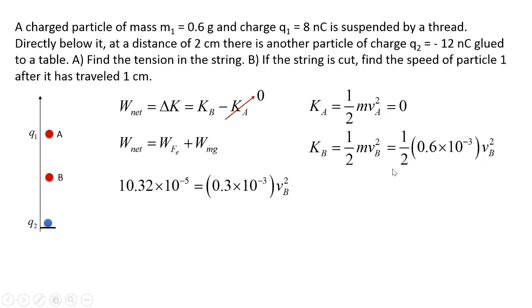0.6 times 10 to minus 3 divided by 2 is 0.3 times 10 to minus 3. And from there we find that the speed at point B squared is 0.344. Taking the square root of that value, you get that the velocity of the particle after traveling 1 centimeter towards particle 2 will be equal to 0.58 meters per second.